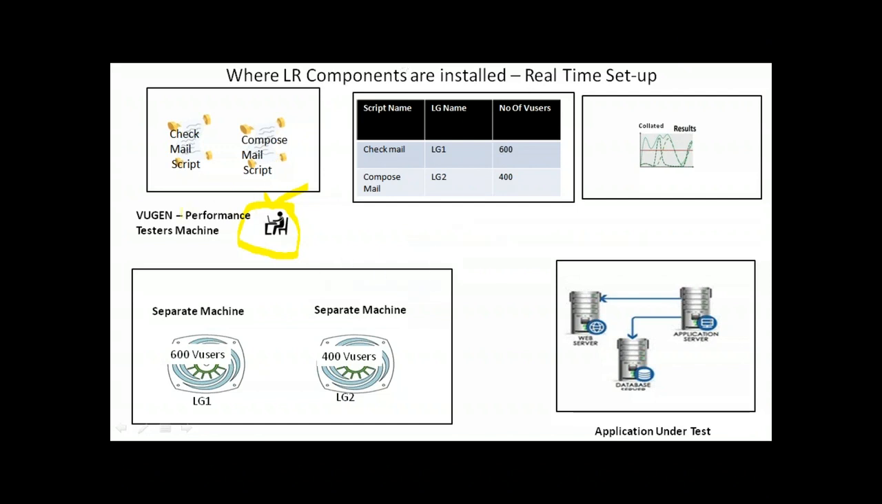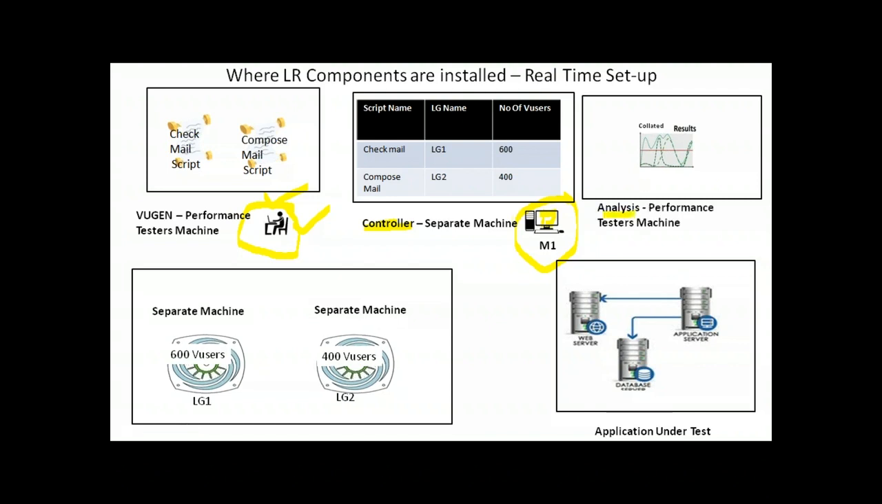So now you see where VUgen is installed, on the performance tester's machine. For the controller, we have a separate machine. In a company there are lots of machines, and if there is no separate machine, order one and install the controller on that. You install the whole tool on that machine, but you use only the controller of that.